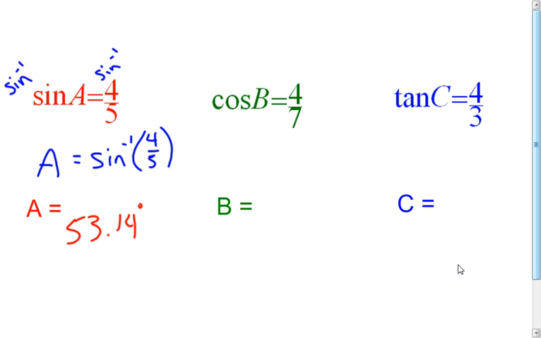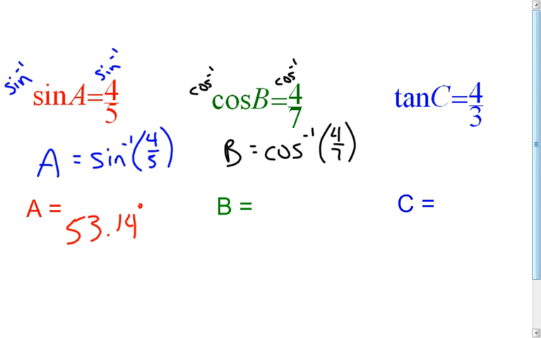Now if I go to the cosine of B, it's going to be the same kind of thing. Technically here, if I want to figure out what B is, I'm going to take the inverse cosine of both sides. So it would be the inverse cosine of this side. That leaves me with B equal to the inverse cosine of 4/7.